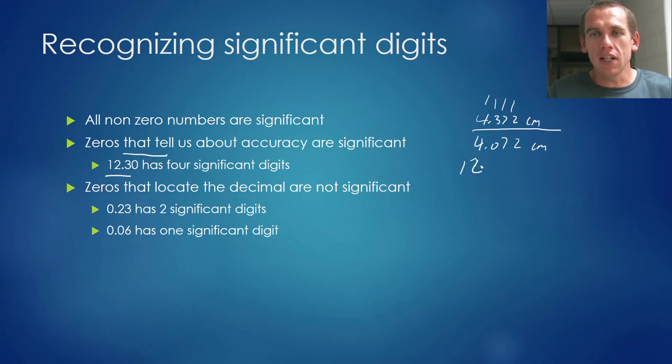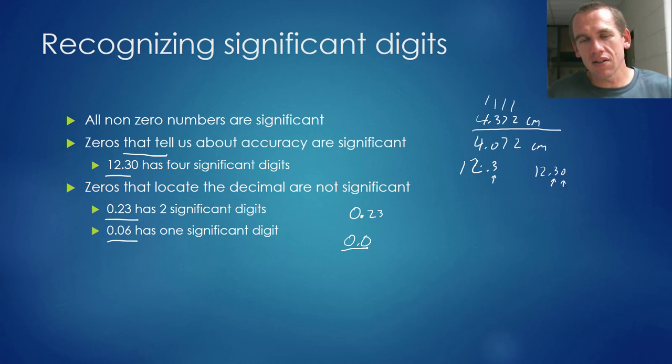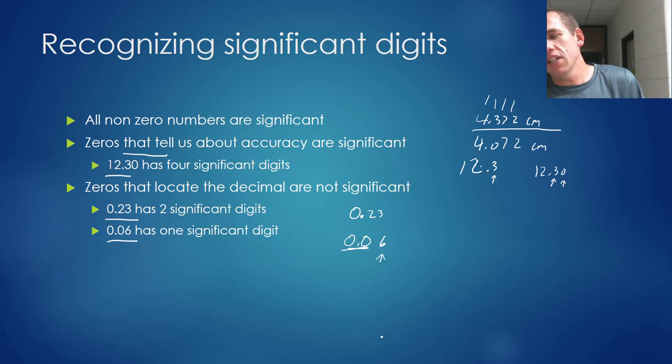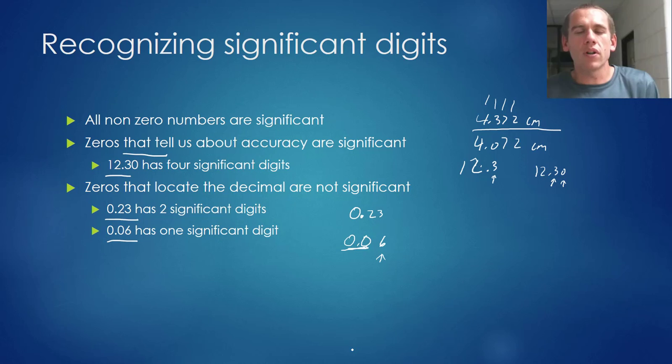Because with 12.3, we are saying this number right here is our estimate. But with 12.30, we're saying we know this number and this number is our estimate. So that 0 does tell me something about the accuracy of our number. However, with 0.23, that 0 out front doesn't tell us anything. It's just saying the decimal point is right here. Same with 0.06, these two zeros are just putting my decimal point in, and so only that 6 is significant. Zeros are sometimes a little tricky, but essentially if the 0 tells us more information, it's significant. If it just locates a decimal point, it's not.